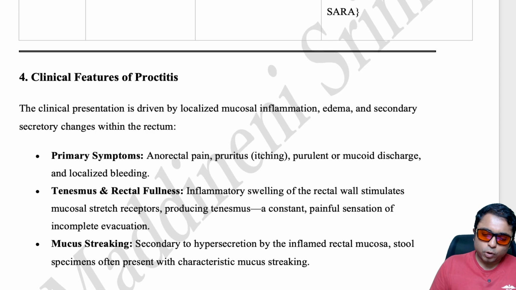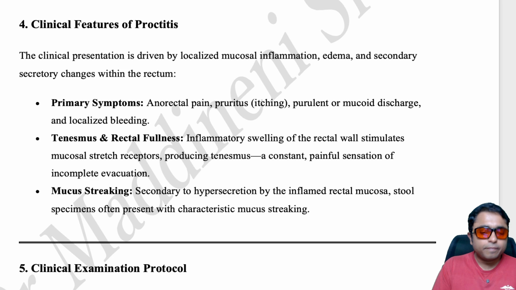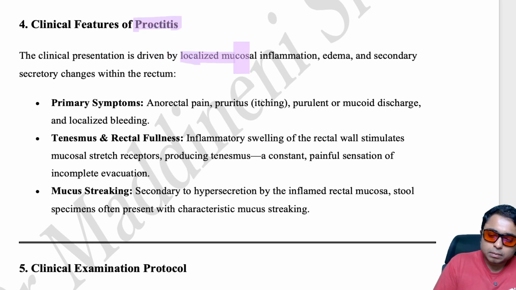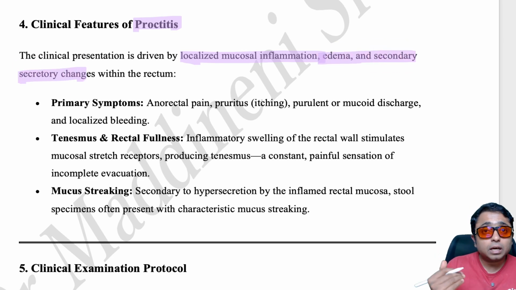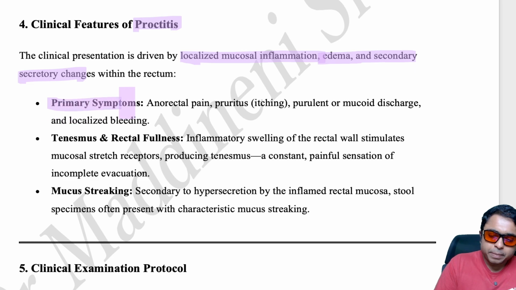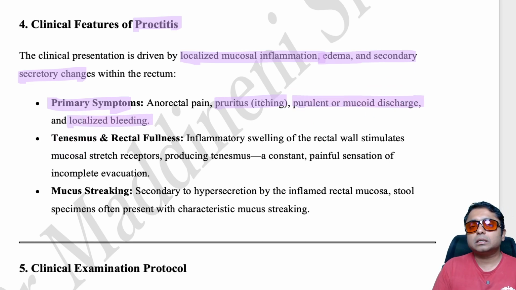So that is also an important association which you can remember. Clinical features of proctitis. The clinical presentation is based upon localized mucosal inflammation, edema, and secondary secretory changes within the rectum. So primary symptoms are obviously anorectal pain, itching could be there, purulent mucoid discharge could be there, and also there could be localized bleeding depending upon whether there is any shearing or laceration if it occurred.